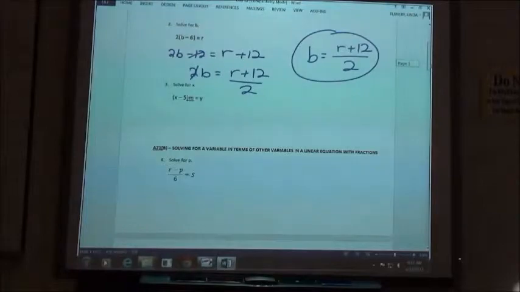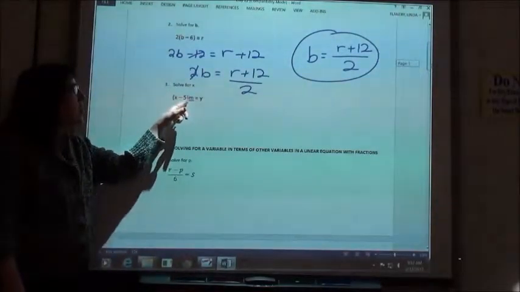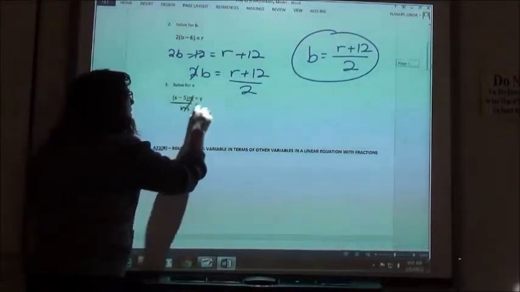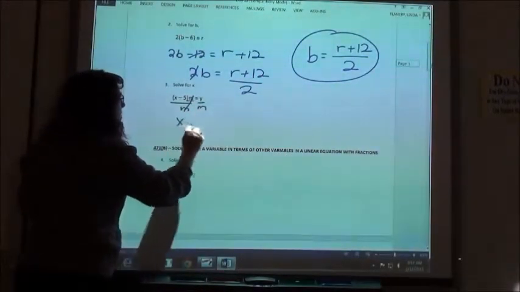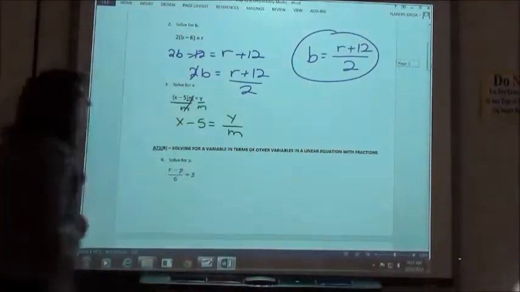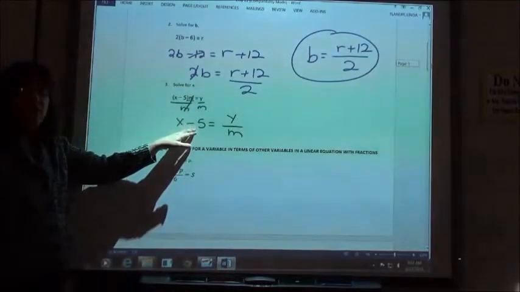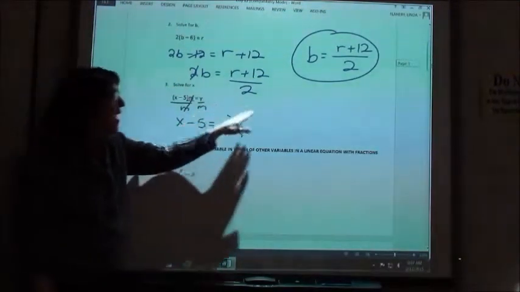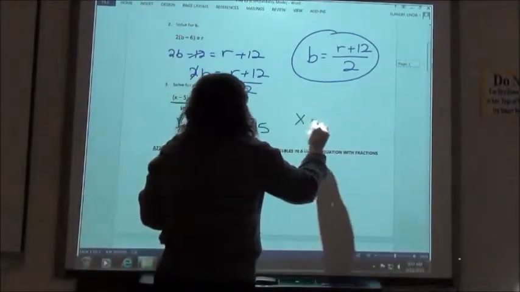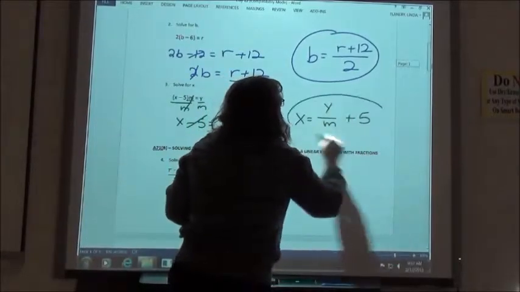Number 3, if I do it the other way, instead of multiplying by that m, if I go ahead and divide by m. If I divide by m first, x minus 5 equals y divided by m. I want to solve it for x, so I need to move the 5 to the other side. Since it's a minus 5, I'm going to add my 5. So x would equal y over m plus 5.